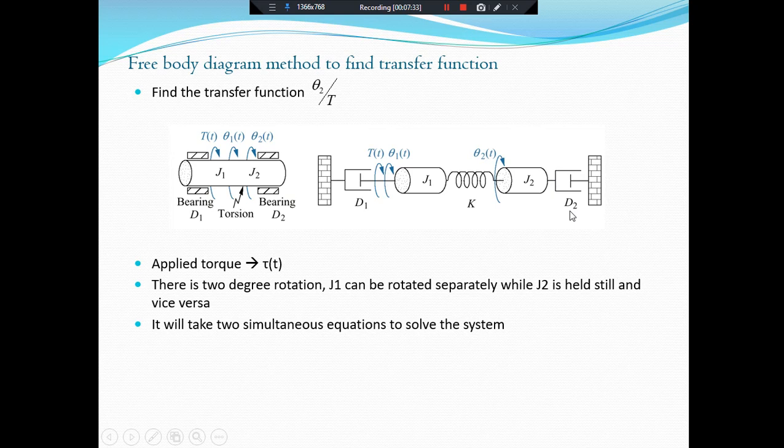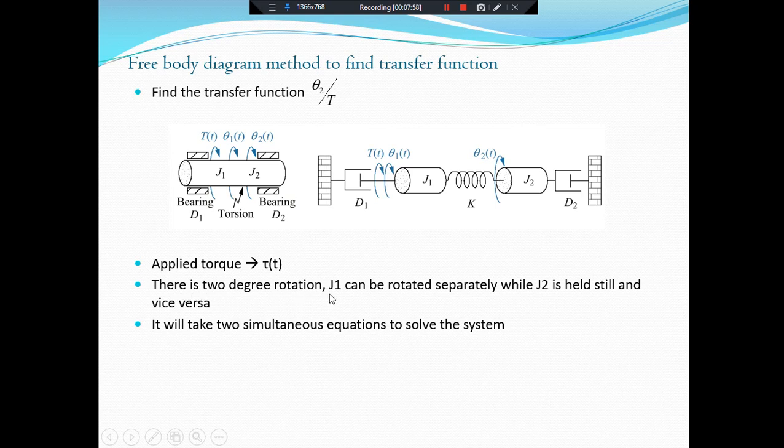Now the torque is applied near J1 as shown in this figure. Here the torque is applied, and we have shown the torque here. After the viscous damper, we have applied the torque. The applied torque is tau of t, and there are 2 degrees of freedom.